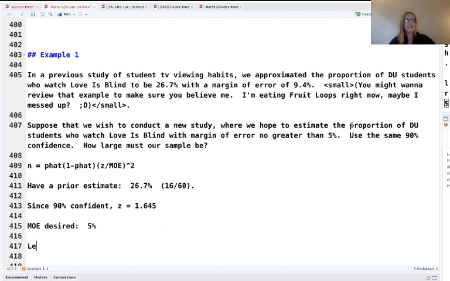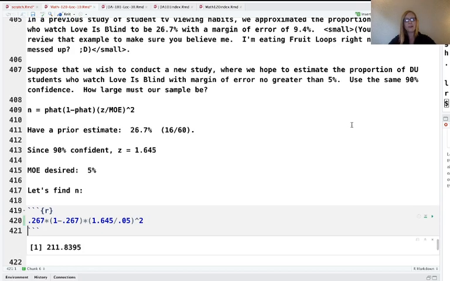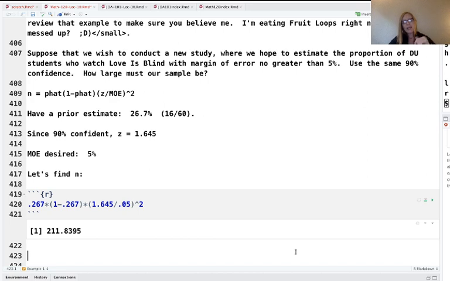All right, let's find out. Using our formula, I've got p hat equals 0.267 times 1 minus 0.267 times quantity. My z-score is 1.645, and the margin of error that we're hoping to get is 0.05. That's 5%. All that stuff squared. And when we ask our calculator, it looks like it's 211 something.